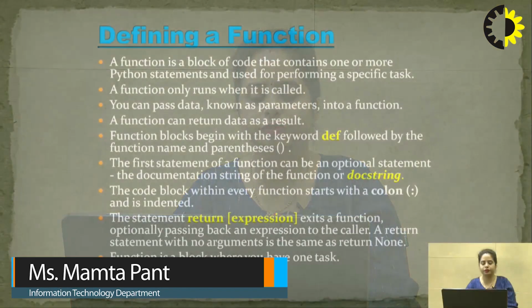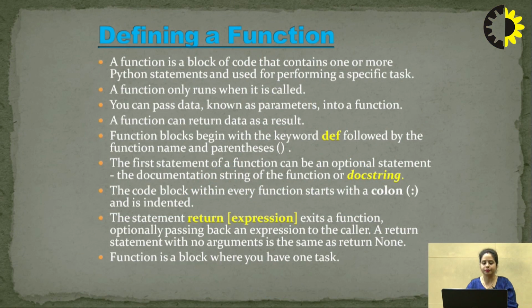So let's get started. First of all, we need to understand what is a function, and why we need to use functions in our program. Basically, a function is a block of code that contains one or more Python statements and is used for performing a specific task. In a program, we need to write a lot of code. When we have more than one task to do in a single program, we partition our program into different functions. One function does a particular task, another function does another task. So that's why we need a function.